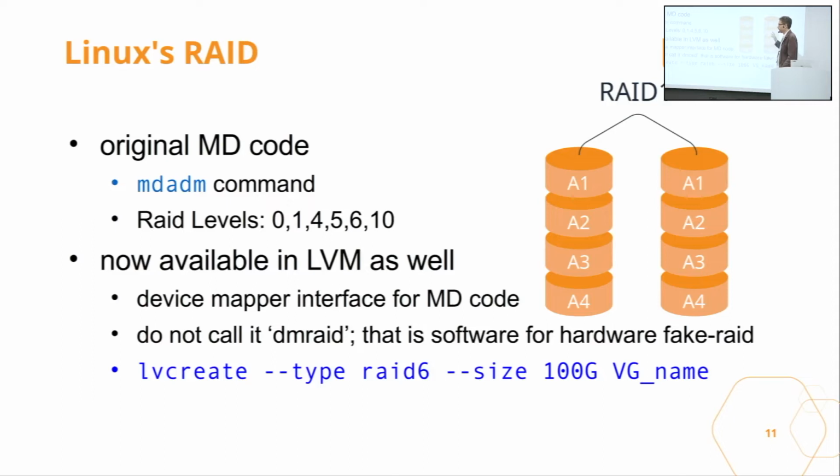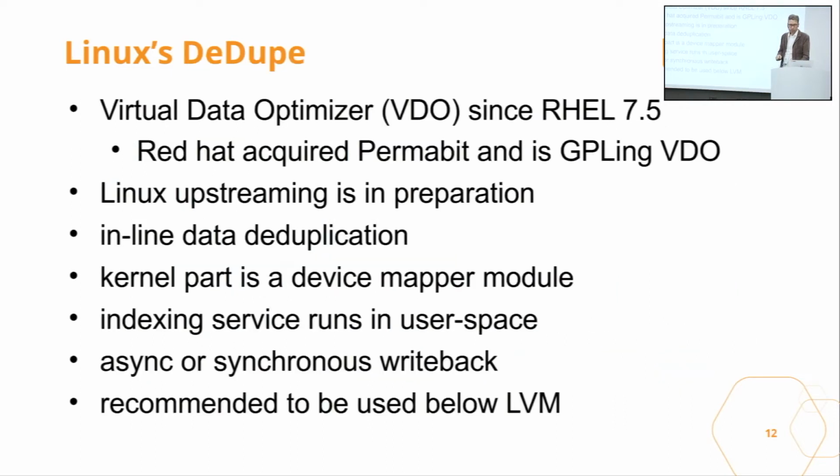Yes, then there is software RAID in the Linux kernel in multiple versions. Then there is deduplication. There is VDO. So that's now, let's say, the component to turn to in the Red Hat world. But let's not forget also ZFS, which has its own deduplication.